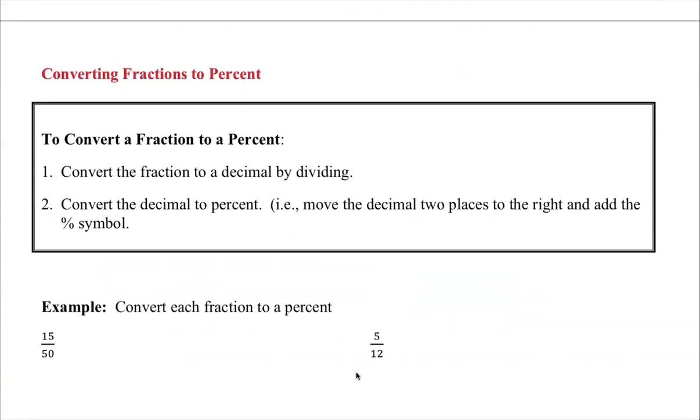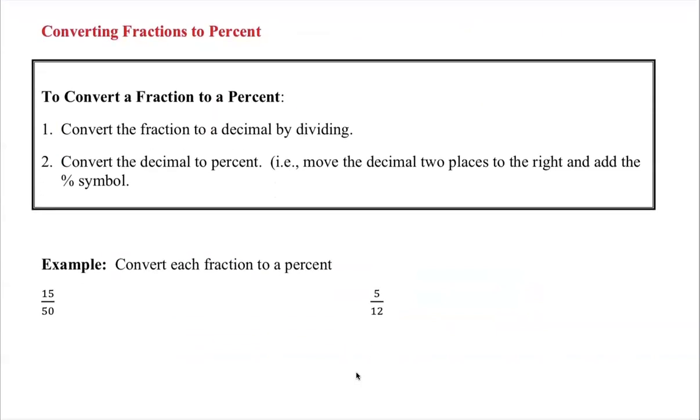Converting fractions to percent. We convert the fraction to a decimal by dividing and then convert the decimal to a percent. So 15 divided by 50, I'm going to do this on the calculator. 15 divided by 50 is 0.3. As a percent, that would be 30%. I moved the decimal 2 to the right, and there was this missing place value. We put a 0 there as a placeholder.